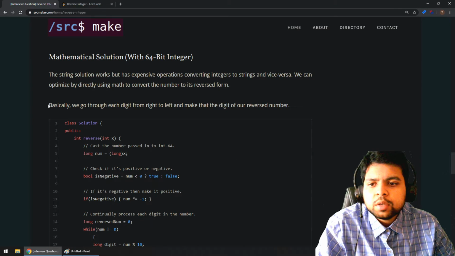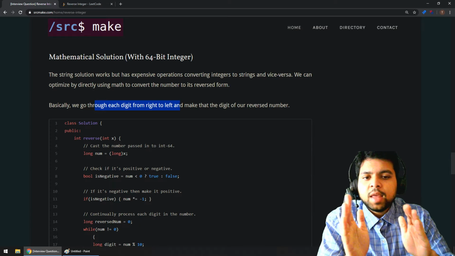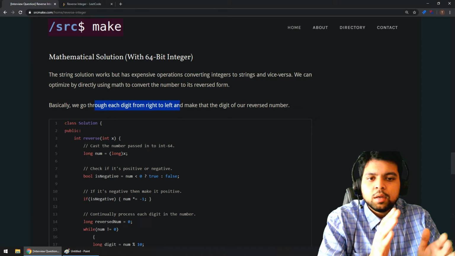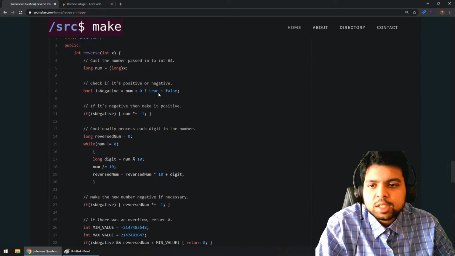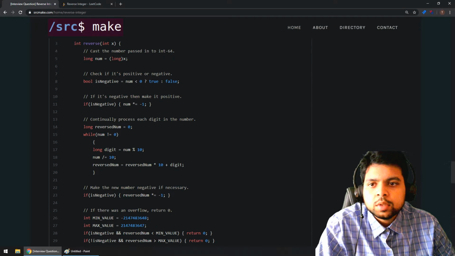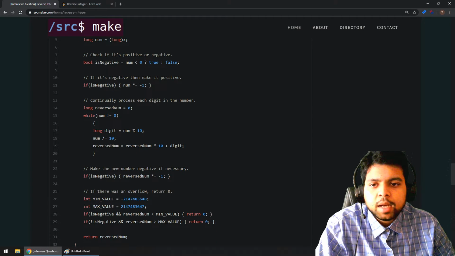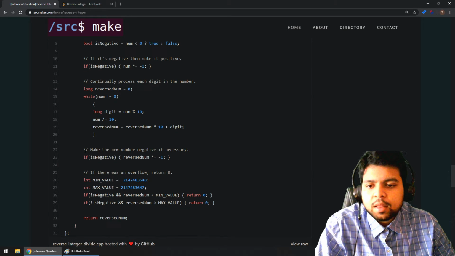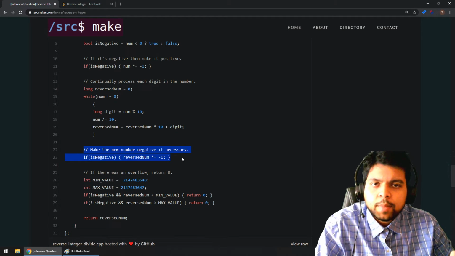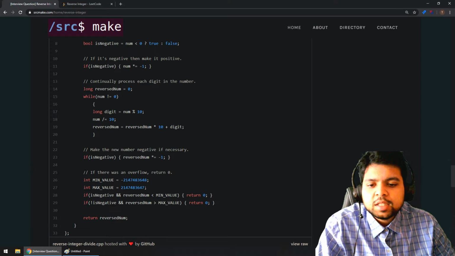Basically what we want to do is go through each digit of the number from right to left, and put that digit in our reverse number. So let's see how that works. Here is some more C++ code. This code is exactly the same. Check if negative, convert it to a 64-bit integer, multiply to make it positive in case it was already negative. And then this right here is the same. Convert it back to negative if necessary, and then check if it overflowed.